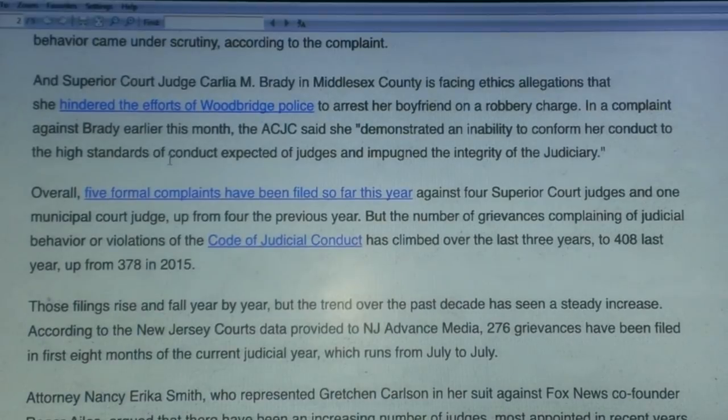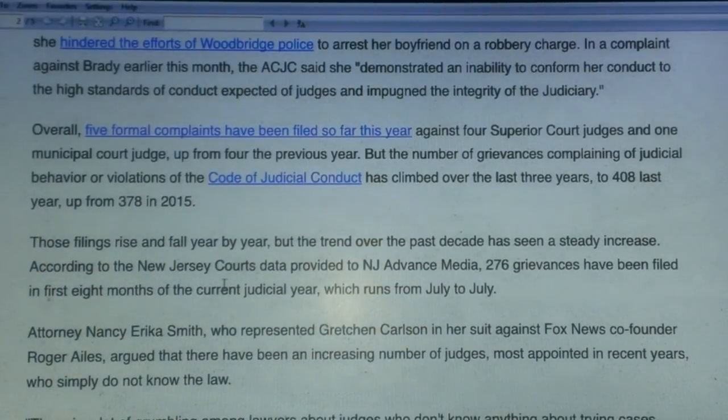It goes on to say right here, family, these filings rise and fall year by year. Let's make them rise and not fall, period. But the trend over the past decade has seen a steady increase. Yes, of course, because they're violating people's rights, beating people up, shooting people, stealing people's property. We got to put a stop to this, family.